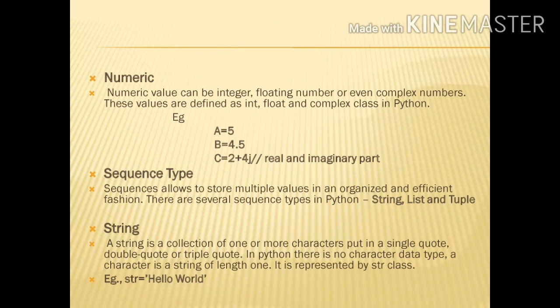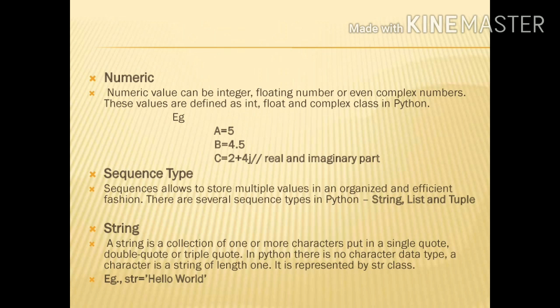Likewise, b is equal to 4.5, which means b contains the value 4.5, which is nothing but a floating number. c is equal to 2 plus 4j, which has a real and an imaginary part. This is nothing but a complex number.